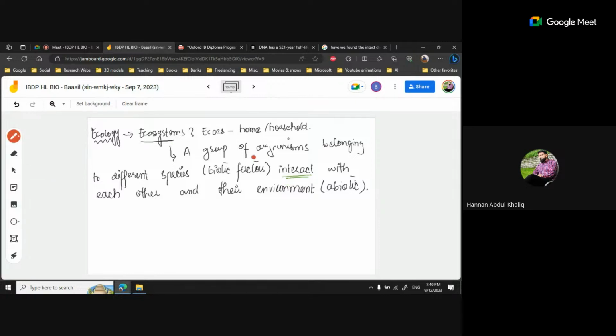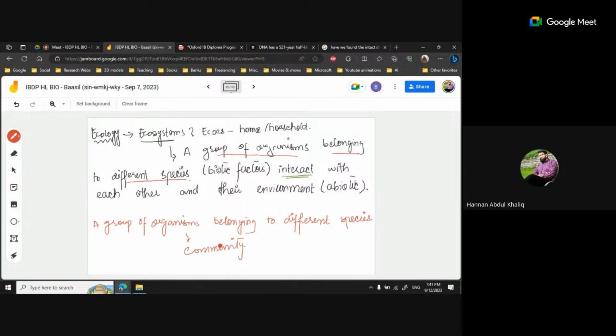So first of all, always remember. Let's try to split this definition. I'm not following the book right now. Let's say a group of organisms belonging to different species. If you want to put this whole sentence into one word, that is called a community.